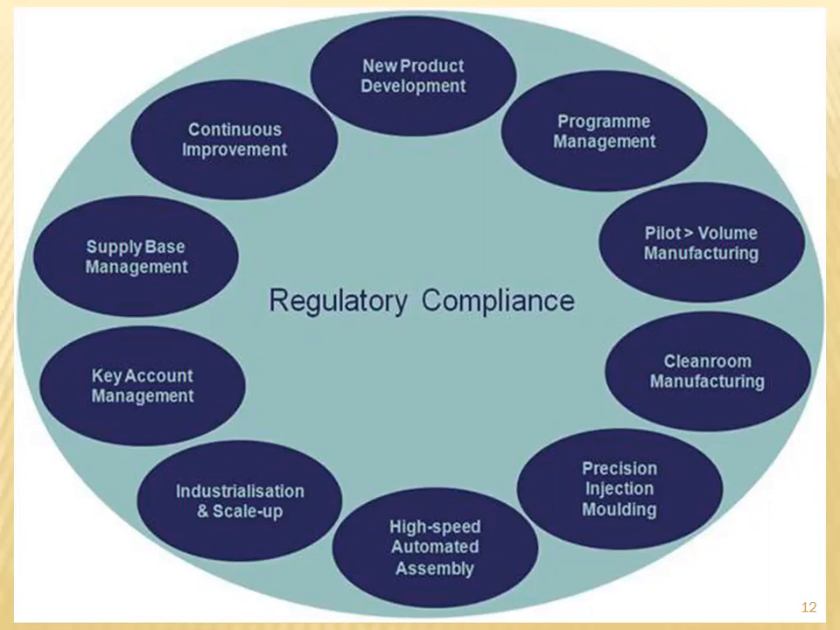Program management, pilot volume manufacturing. Here we have already seen what is meant by pilot plant scale up, and what type of studies and criteria are considered during that manufacturing stage. Then clean room manufacturing, clean room classification and all. We need to have regulatory compliance with all this. Precision injection molding. These are some examples. High speed automated assembly, industrialization and scale up.